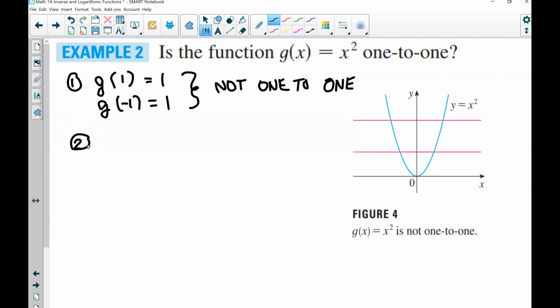Okay, now in 2, again, does this pass the horizontal line test? Well, it doesn't, because a horizontal line passes through the graph more than once. So therefore, by the horizontal line test, we could also say that this is not a one-to-one function. Now, one-to-one functions are important because they are precisely the functions that possess inverse functions. And so according to the next definition.